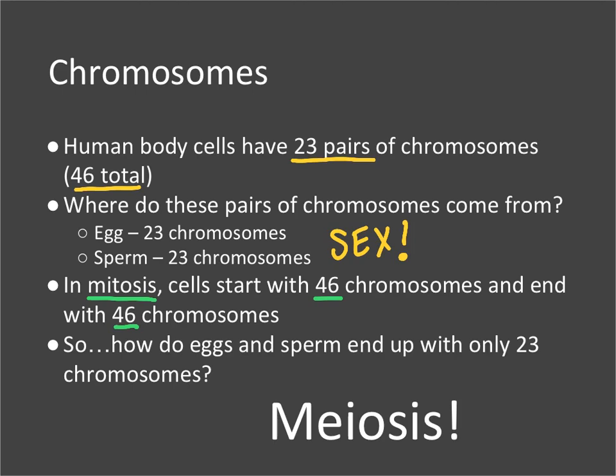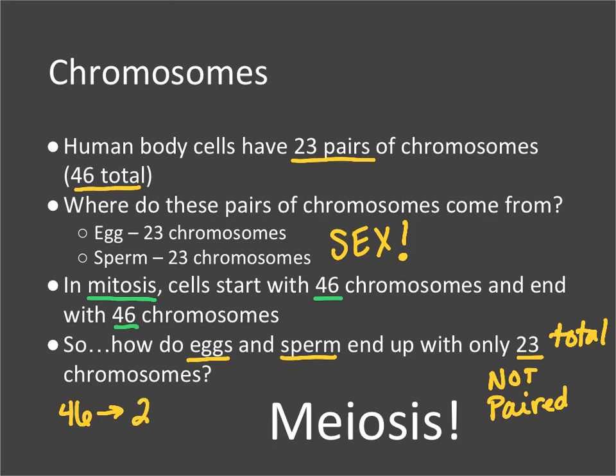So how do these sex cells, so eggs and sperm, how do they end up with 23 total chromosomes? So it's important to note that these are total chromosomes. They're not paired up anymore. And the process that takes the 46 chromosomes and separates them down into these cells with 23 chromosomes is meiosis.